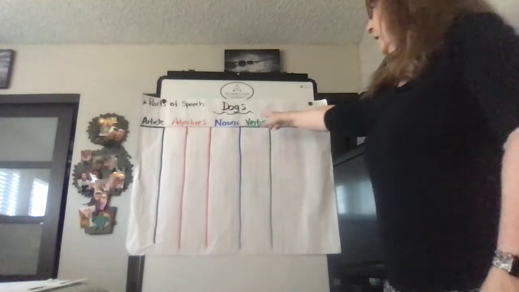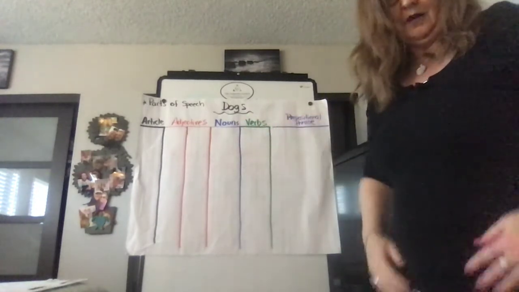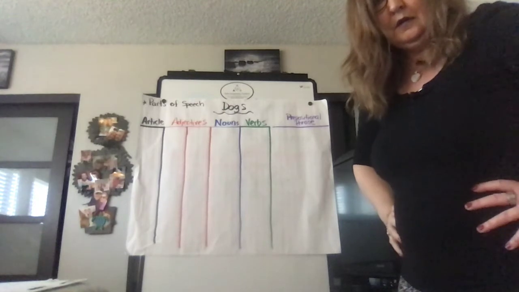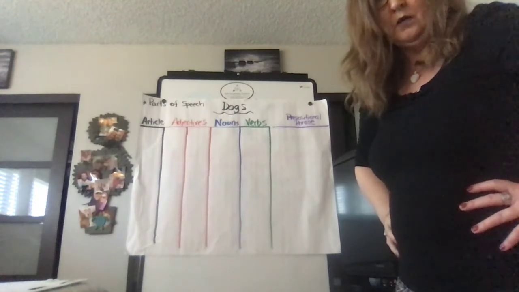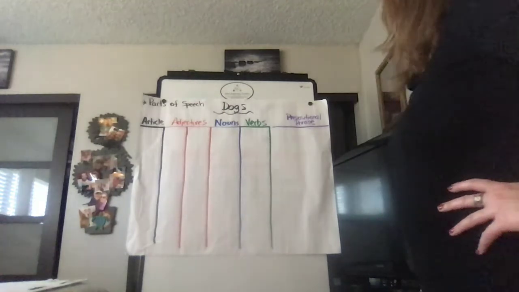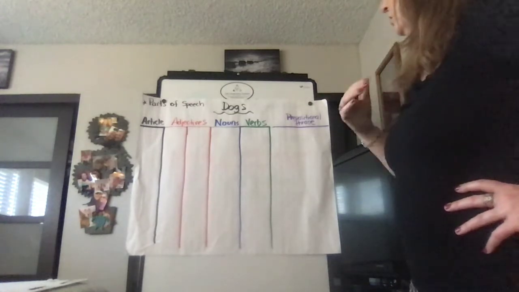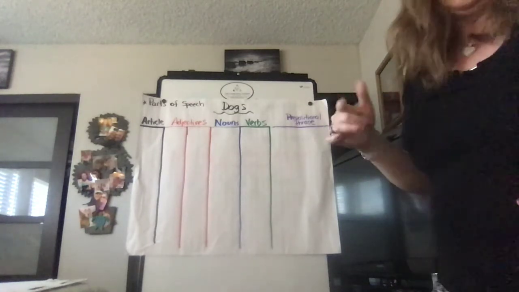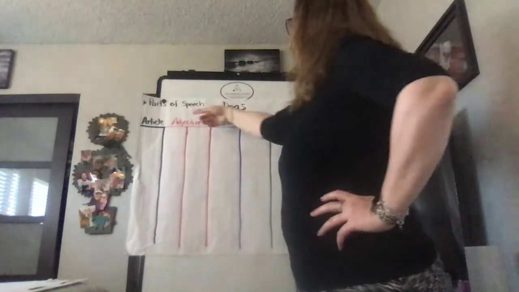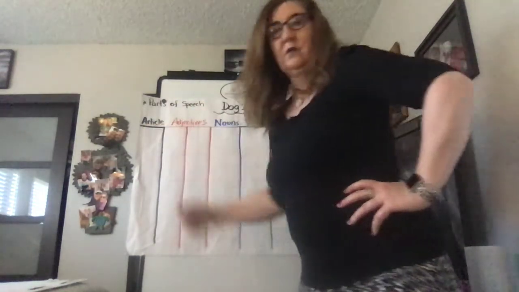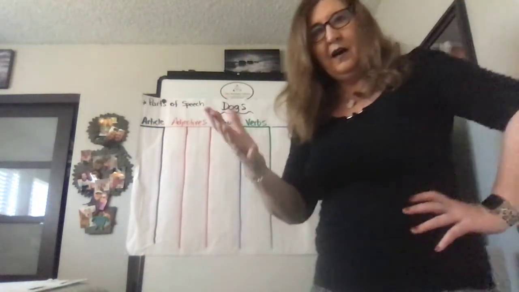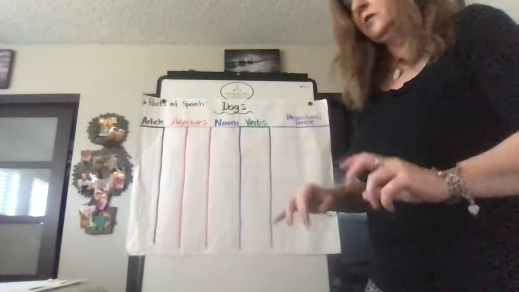Okay, so we're going to do our chart on dogs. I figured that was pretty good. A lot of you have dogs, and if you don't have a dog, a lot of you know of a dog that you've had before. This chart has different sections in it. It's all about dogs, and it's about parts of speech. The first one is article. An article is just a word like the, a, or an, a word that starts the sentence off.